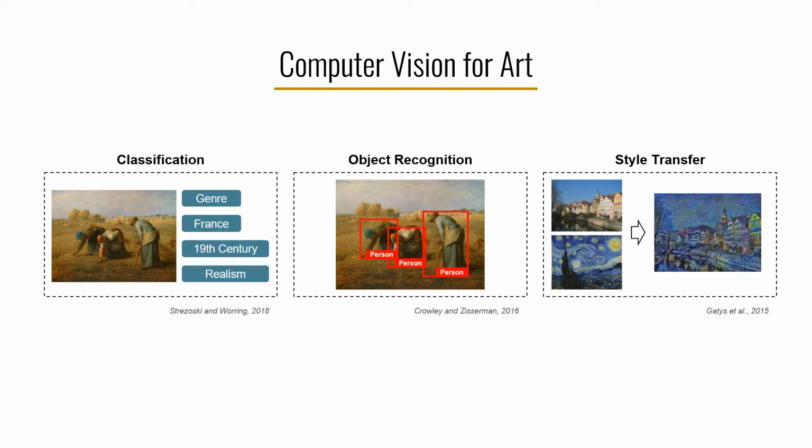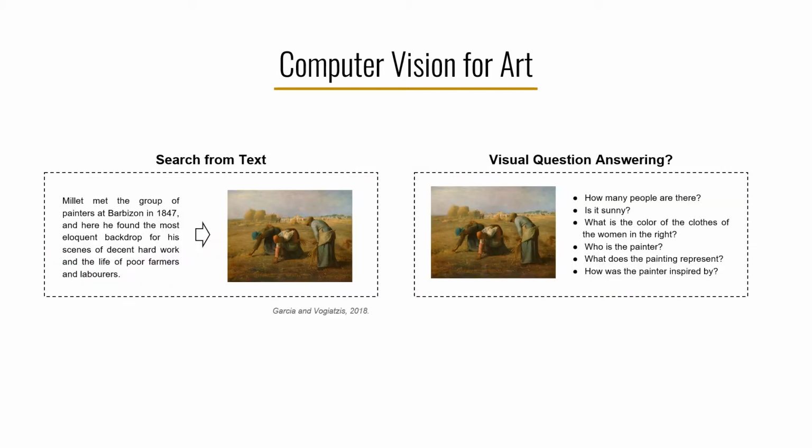especially when applied to fine art paintings. Some of the most notorious applications are painting classification, object recognition in art, or style transfer. There has also been interest in exploring joint language and vision models in art. For example, by using a piece of text, being able to find the painting that it is most suitable. Following this direction, in this work, we investigate the potential applications of visual question answering in art.